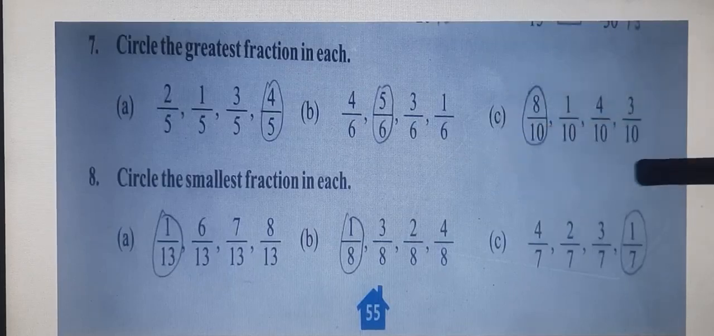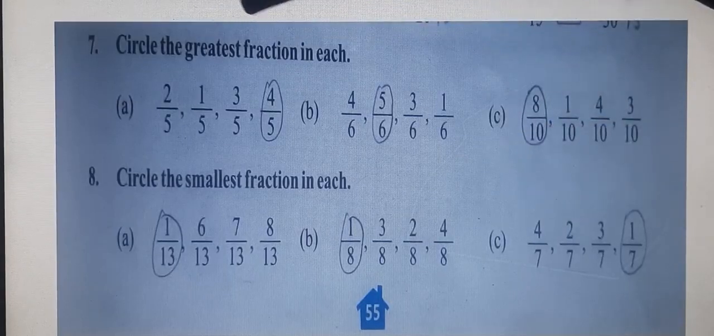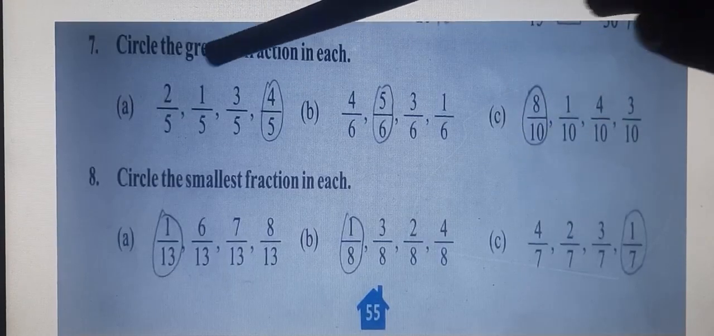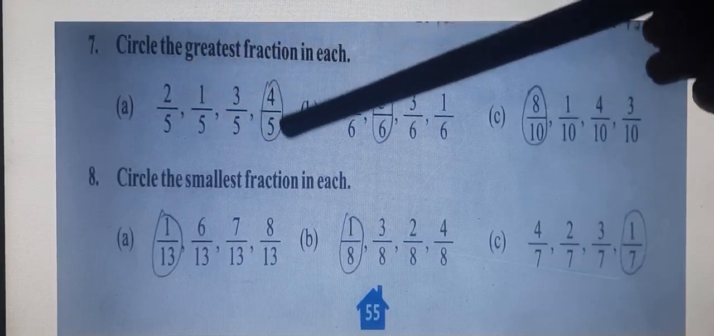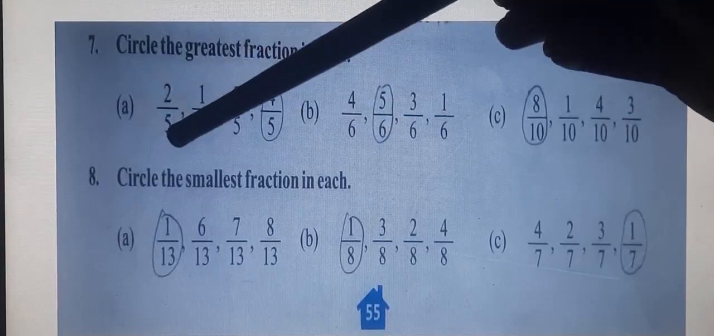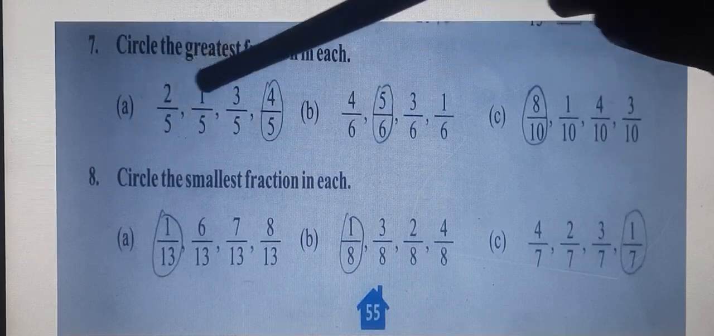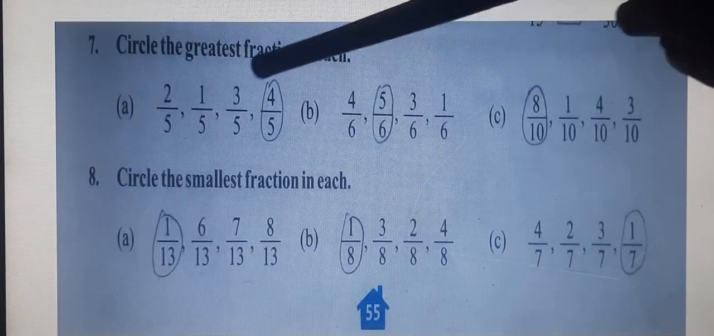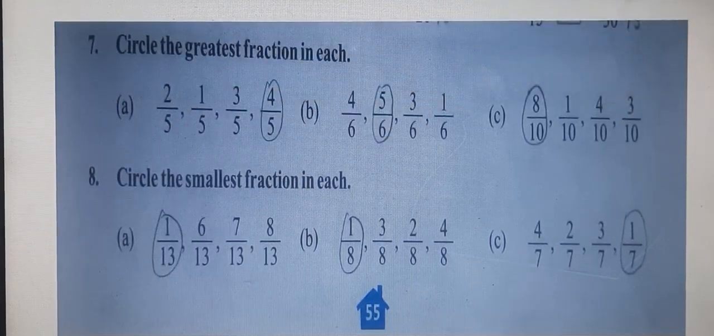Next questions are also from your exercise. Circle the greatest fraction in each. 2 upon 5, 1 upon 5, 3 upon 5, 4 upon 5. Denominators are same. So we will check the greater numerator. Greater numerator is 4. So 4 upon 5 is greatest.